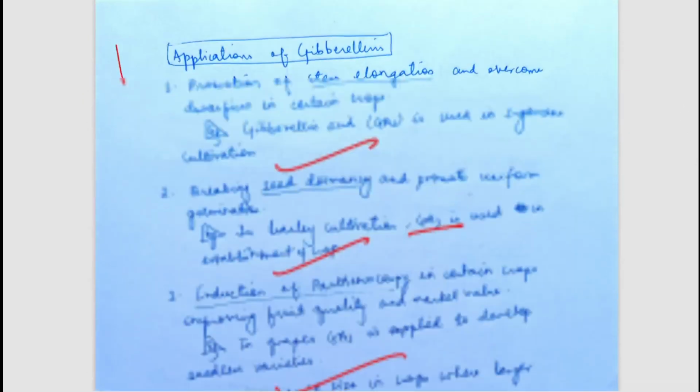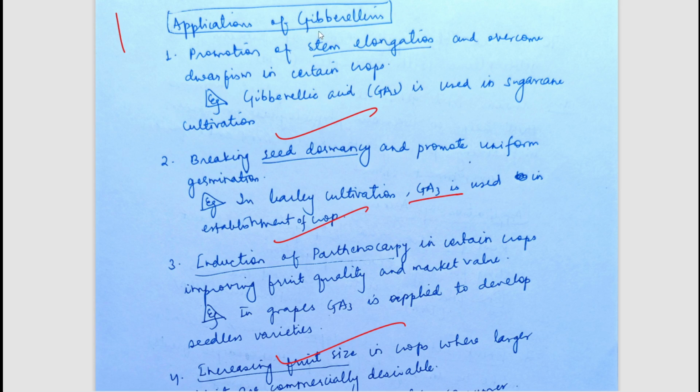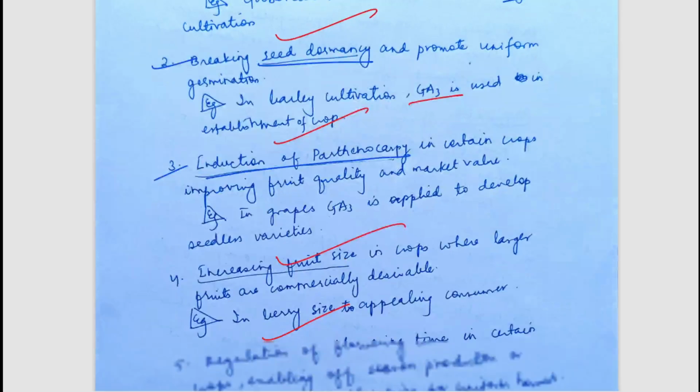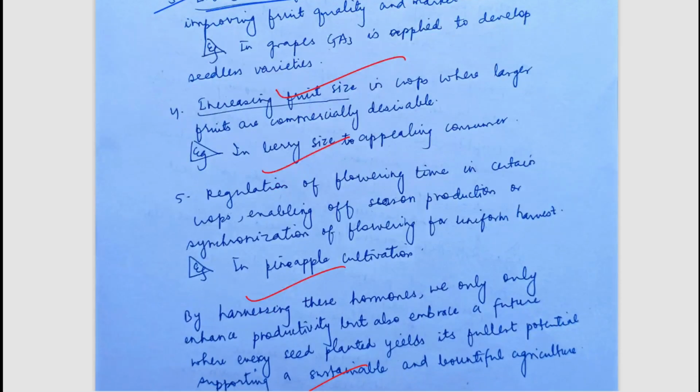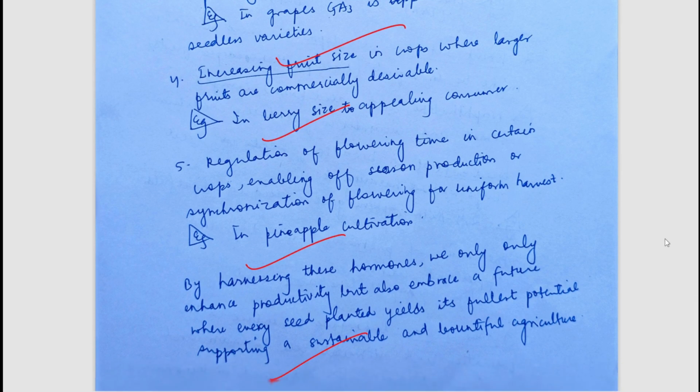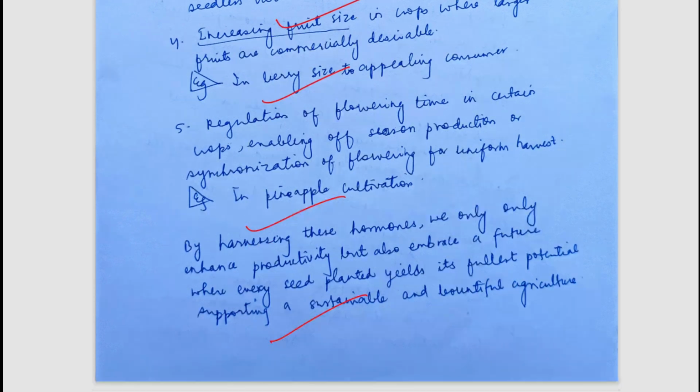So well written points. Applications of gibberellins can be used in stem elongation. For example, it is highly used in sugarcane. It can be used for breaking seed dormancy. It can be used for induction of parthenocarpy, increasing fruit size, regulation of flowering time. So well written points. I hope you are reading the answers at several intervals, because the video will be getting very long if I go and explain each and every answer line by line. That is why I am just giving you a brief. You can simply pause and read the answers.